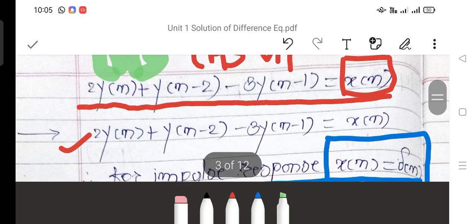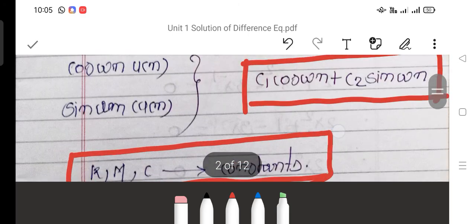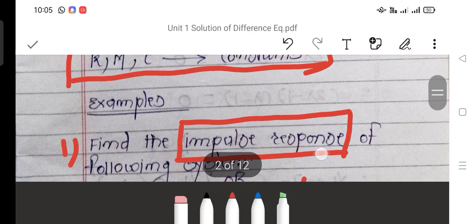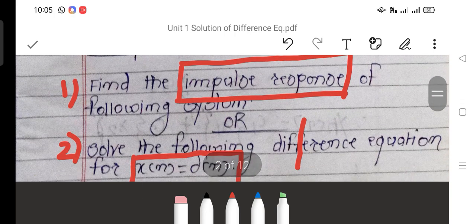See here, from where the story begins. From this part: find the impulse response of the following system, solve the following difference equation. This is our starting part, where we have highlighted in red color which response we have to calculate. So x of n is del of n, and by impulse response.